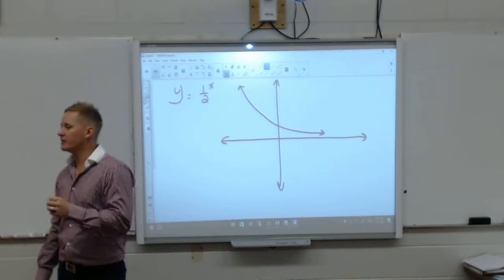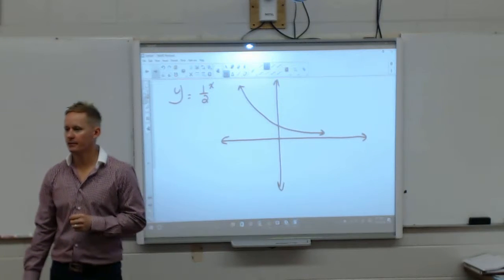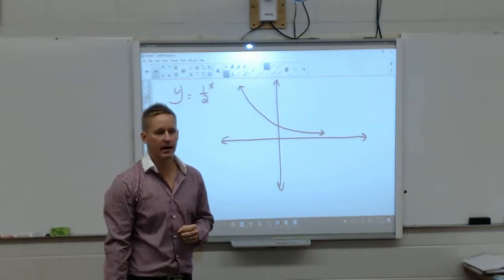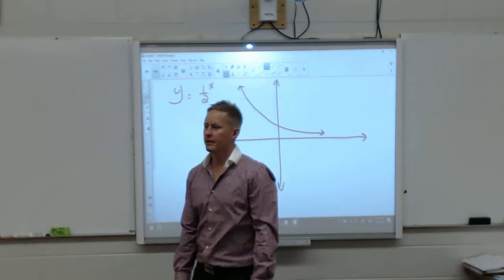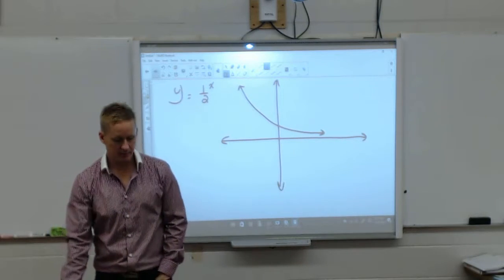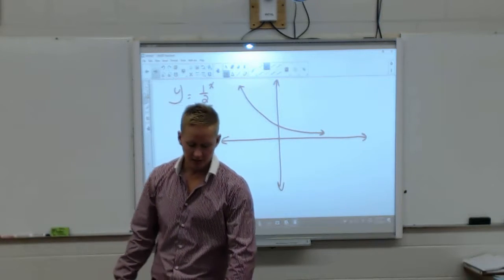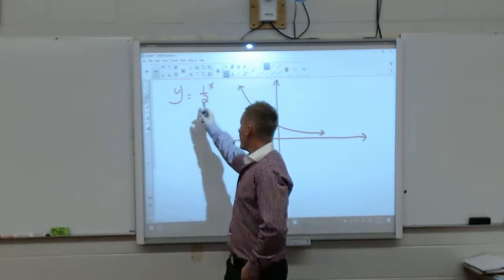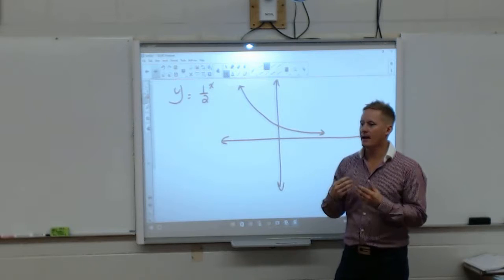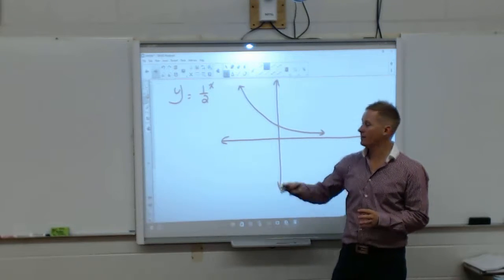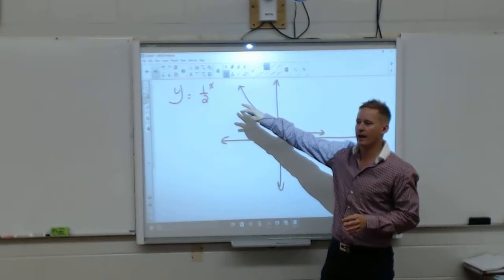The only thing that changes, and we would call this a decreasing graph, because it decreases going from left to right. The other ones are considered increasing. So that's a decreasing function, by putting a half in here. So now, here's my next graph. Does everybody understand that now, as to why that happens?